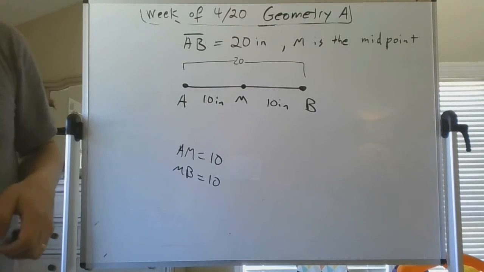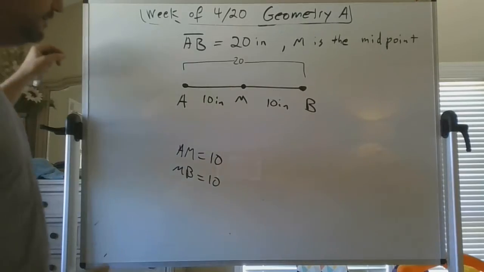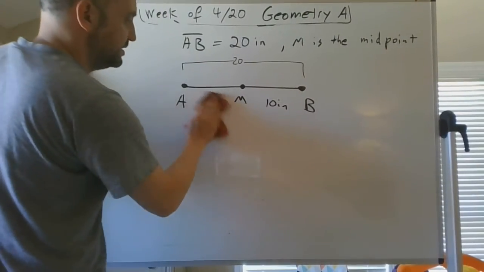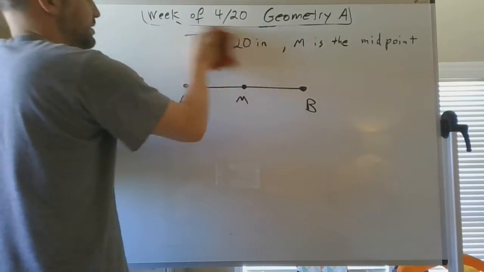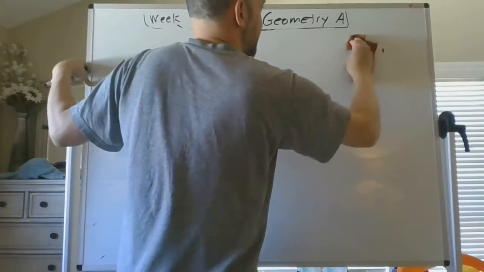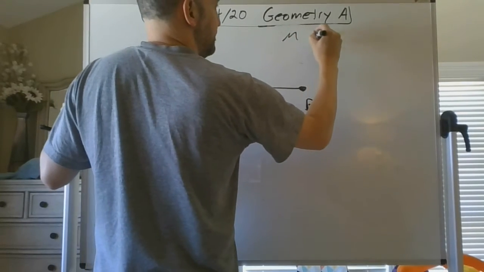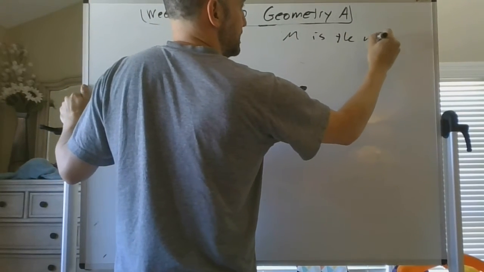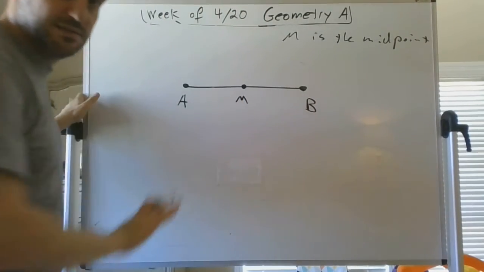Now, we're going to take that up a bit and we're going to spice it up. So, keeping that idea, I'm going to erase all of this. I am still going to tell you this information. I shouldn't have erased that. M is the midpoint. Okay, so I'm still going to say M is the midpoint. All right, so let's keep that still the midpoint.